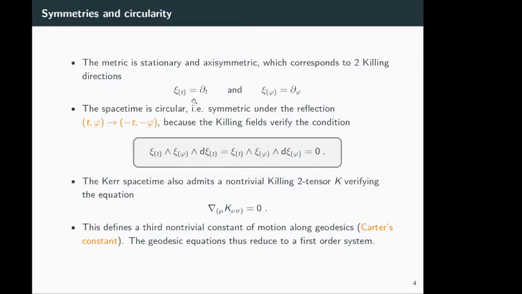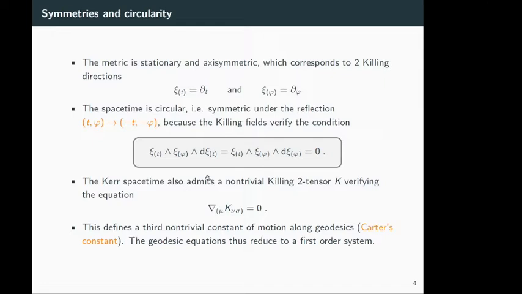So if you take the one-form associated to the Killing field ∂t here and the one associated to ∂φ, you can calculate this wedge product. And if both of these conditions are satisfied, you say that your spacetime is circular.